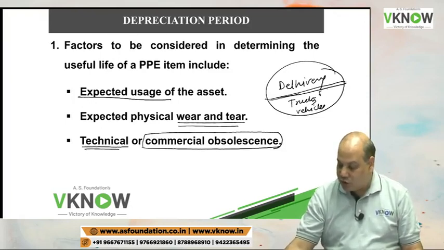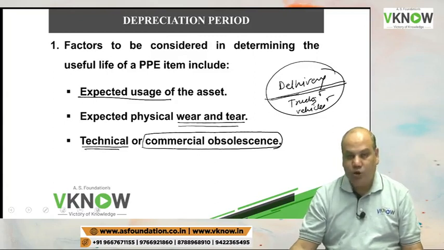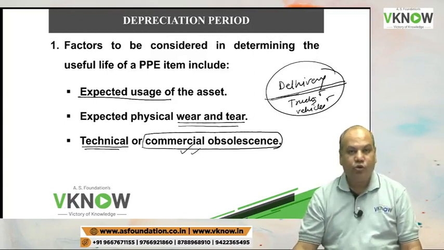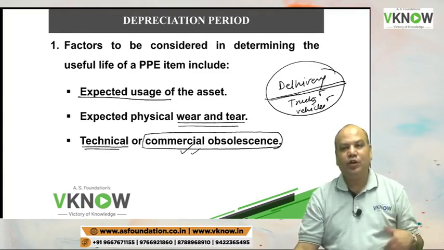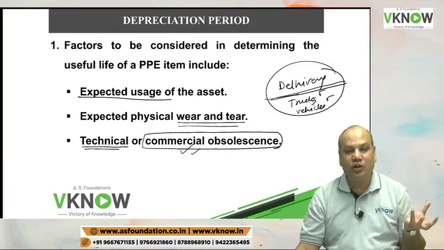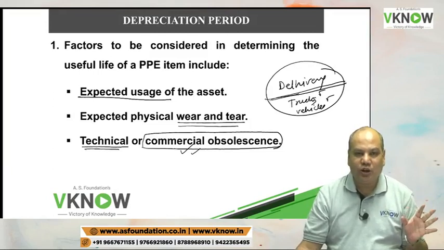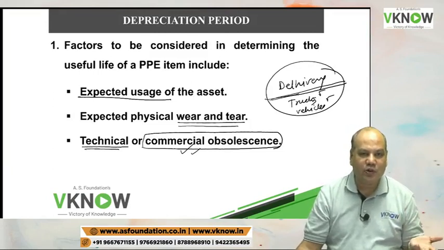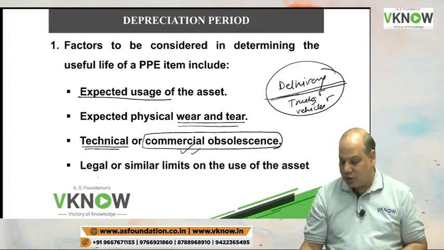They want to ensure that these trucks, vehicles and other delivery vans are in good condition. Otherwise, they will not be able to deliver on time. So because of the commercial reason, to ensure that the delivery is made on time, they may choose 5 years, and after every 5 years they may change their vehicles so that there is no breakdown, there is no delay, and the customer is given services on time. That is commercial obsolescence.